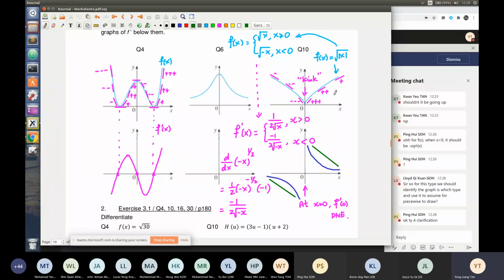Okay, because that also satisfies this. So by virtue of estimating the gradient, it is difficult to exactly identify the trend of your f prime. Therefore, what I did here is I assumed a function that could possibly fit this graph. Then I try to draw the f prime, to show that the trend here would correspond to the differentiation of my function.